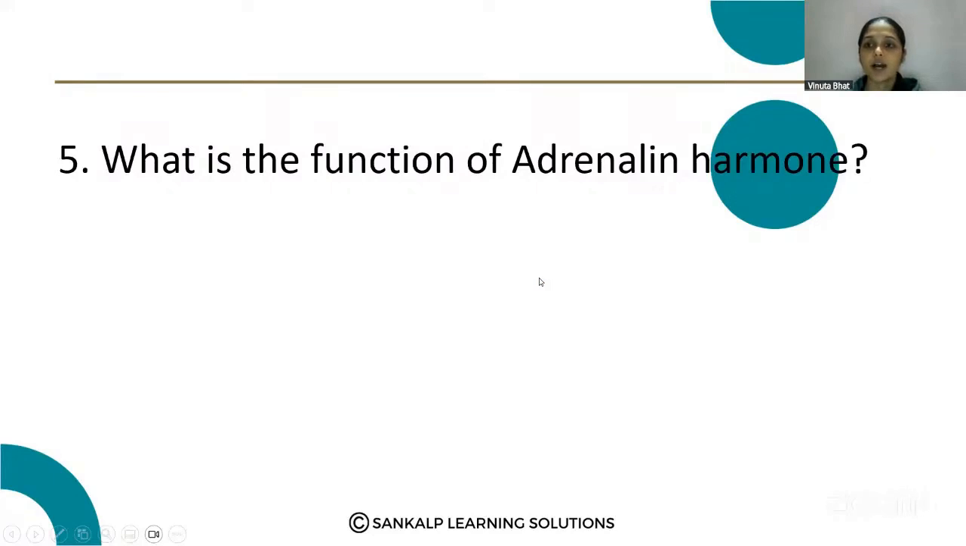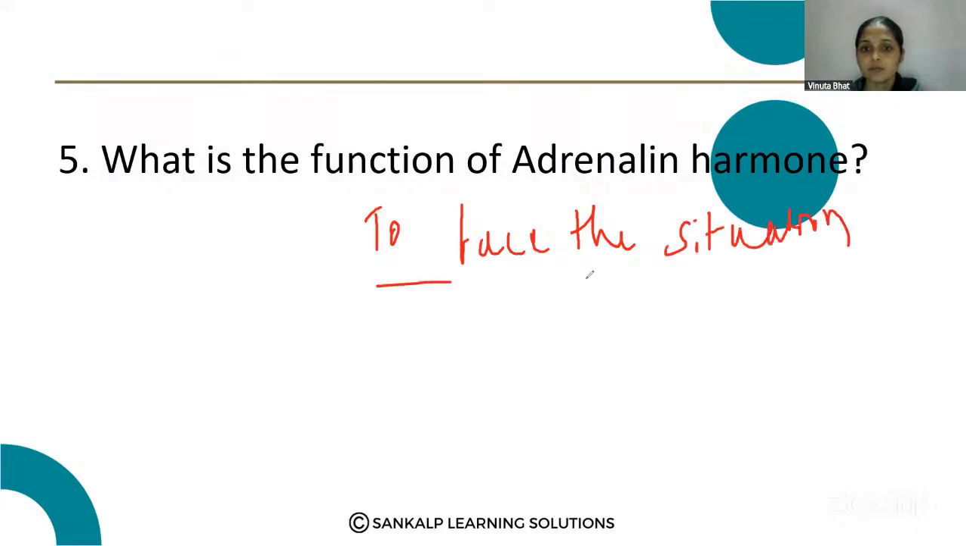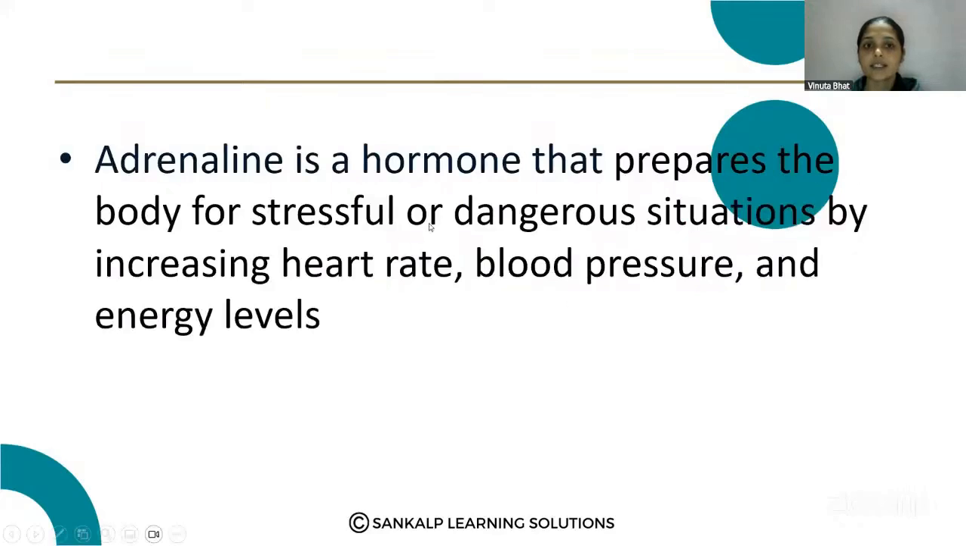What is the function of the adrenaline hormone? It prepares the body to face situations. For example, the adrenaline hormone prepares the body for stressful and dangerous situations, to face them by increasing the heart rate, blood pressure and the energy level. So this is also a one-mark question.